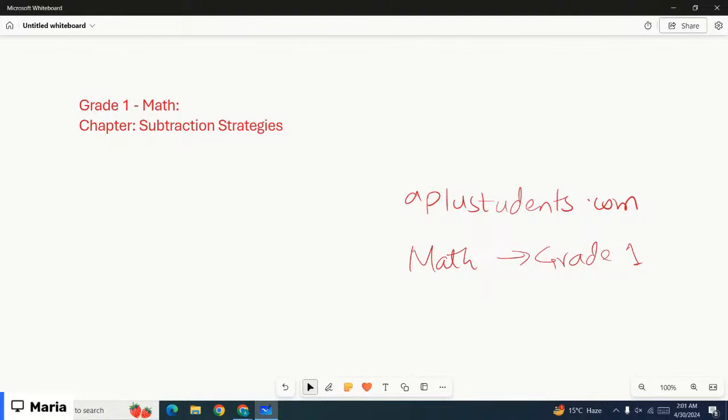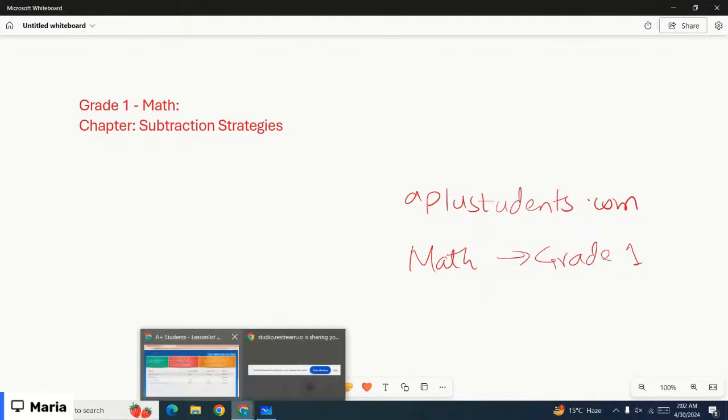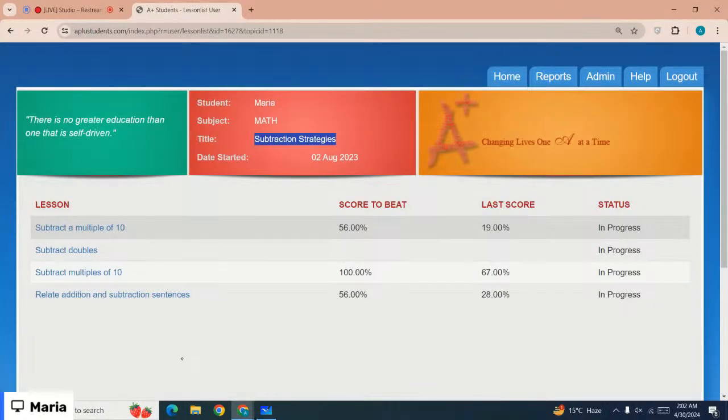Please make sure you have your notebook and pencil so that you can note down the important examples and definitions as well. So here I'm on grade 1 math. The chapter we are on right now is subtraction strategies. Let's start with the first example, that is subtract a multiple of 10. We're going to learn how to subtract when we have multiples of 10.